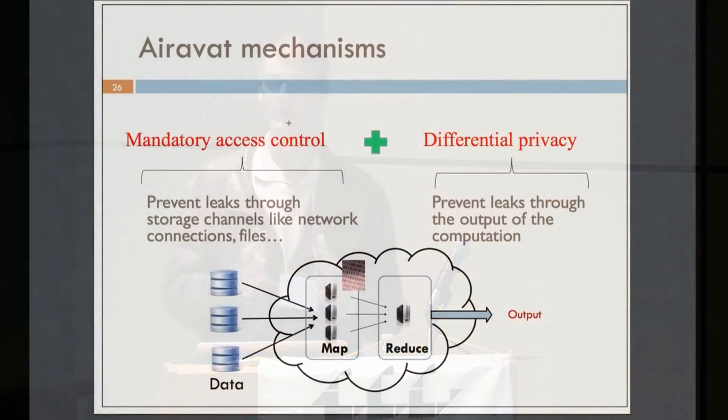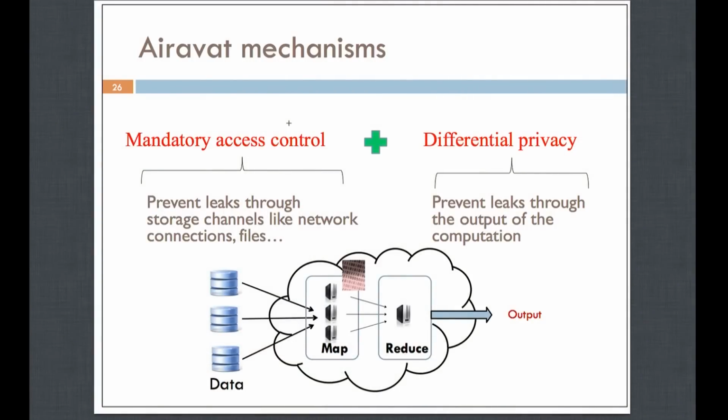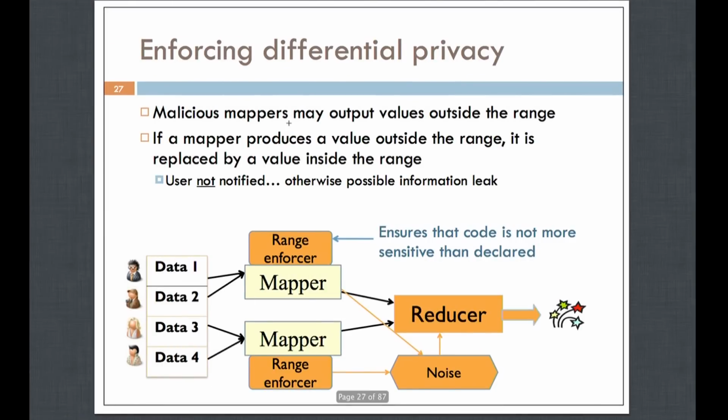So really, the security or the privacy properties of Airavat come from a combination of access control for preventing bad leaks and information channels between mappers and the outside world, plus differential privacy at the level of the reducers. Okay, and then we've already talked about this, the clipping to the range of the mapper. Okay, so any questions about Airavat?